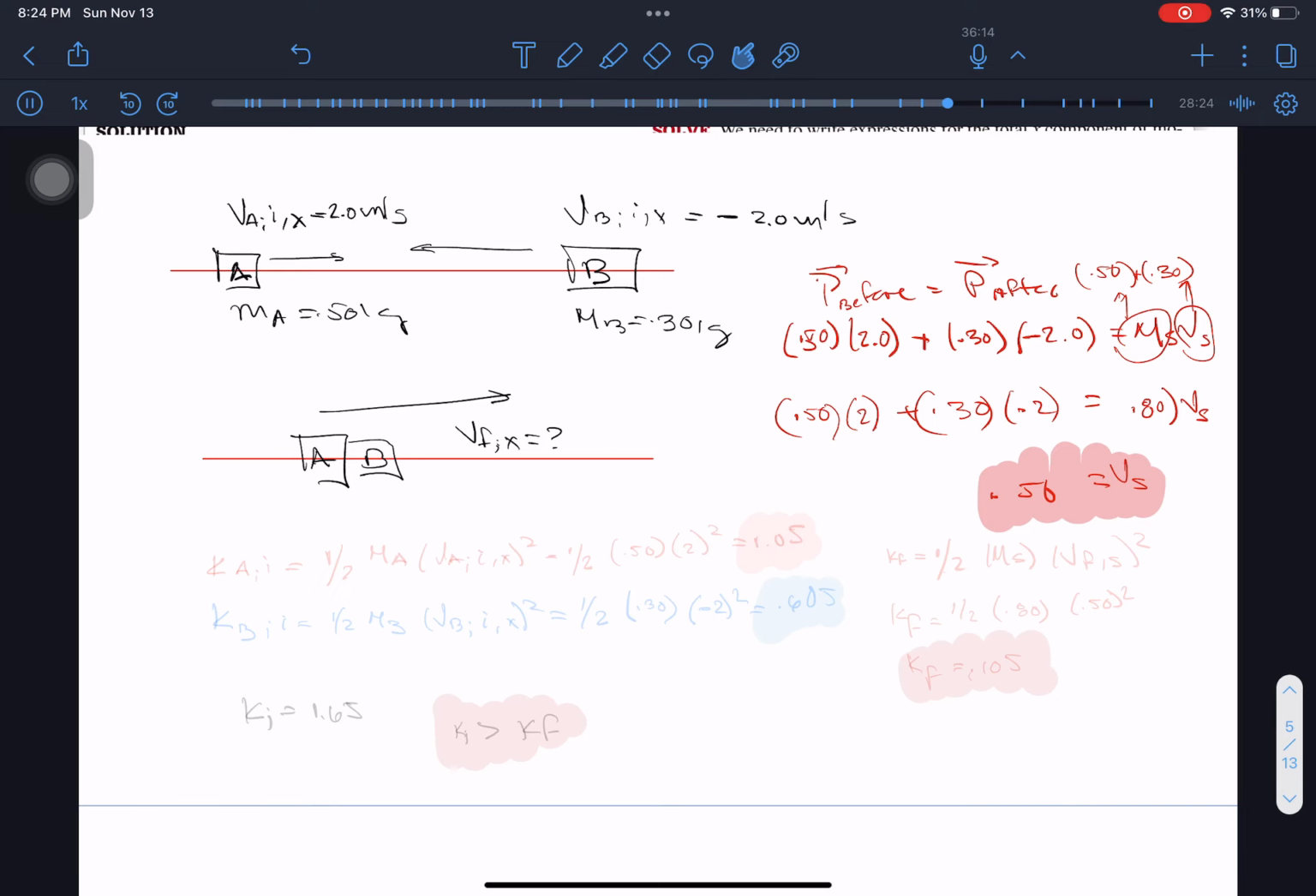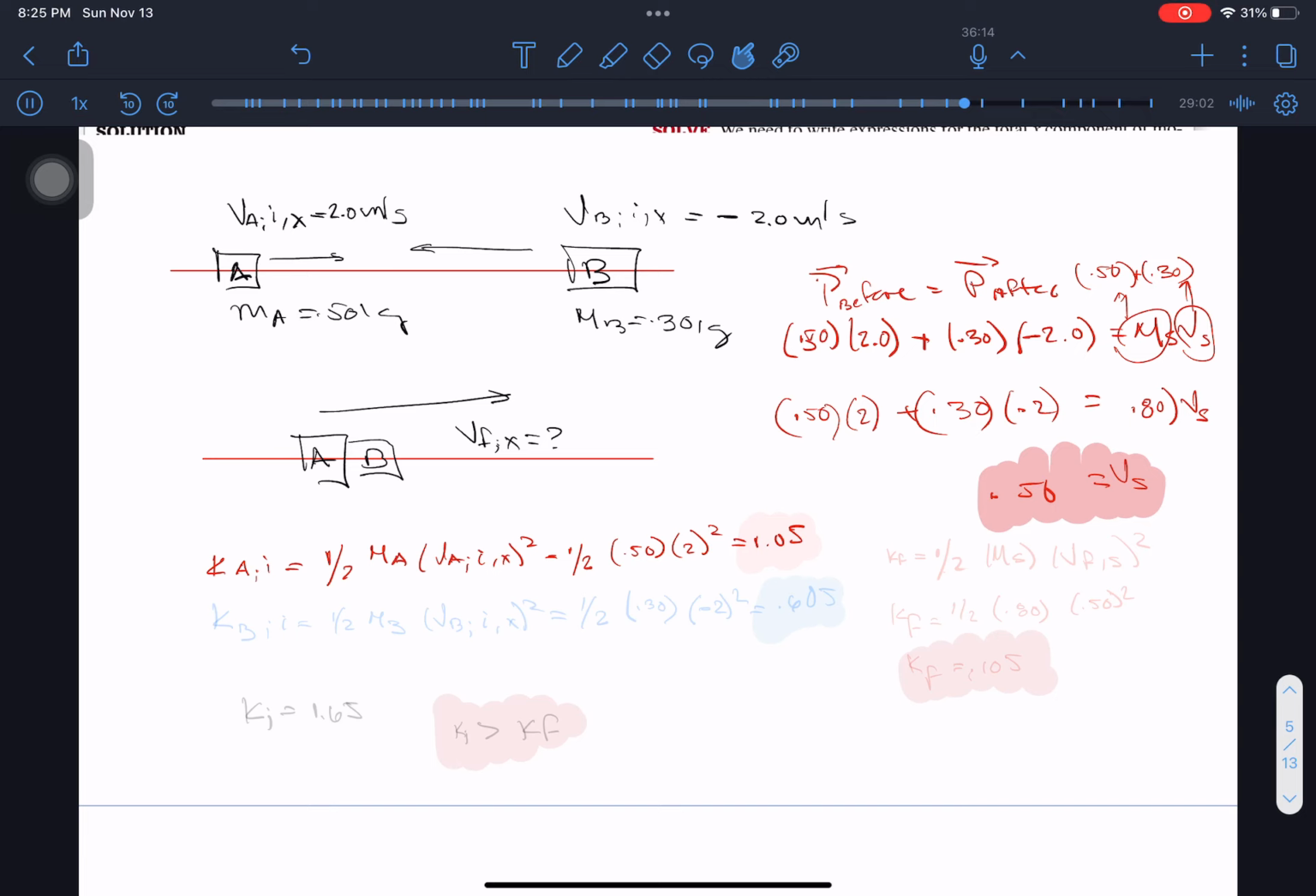Now let's find the kinetic energy for both gliders so we can compare them. Kinetic energy for glider A, which is going to be its initial kinetic energy, is half of its mass times the initial velocity, the x component, of course, squared. That's going to be equal to half times 0.50 times 2 squared. It's going to be equal to 1.0, right?